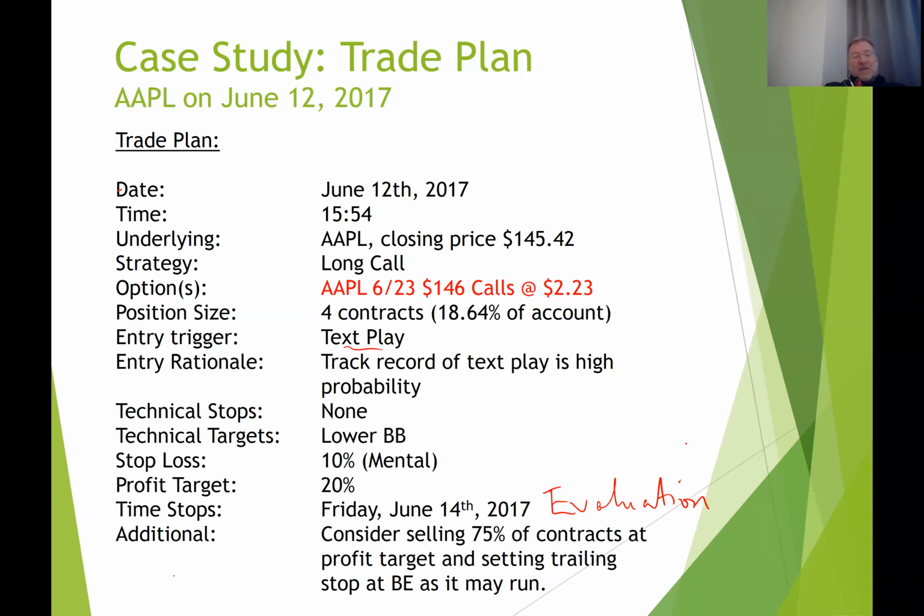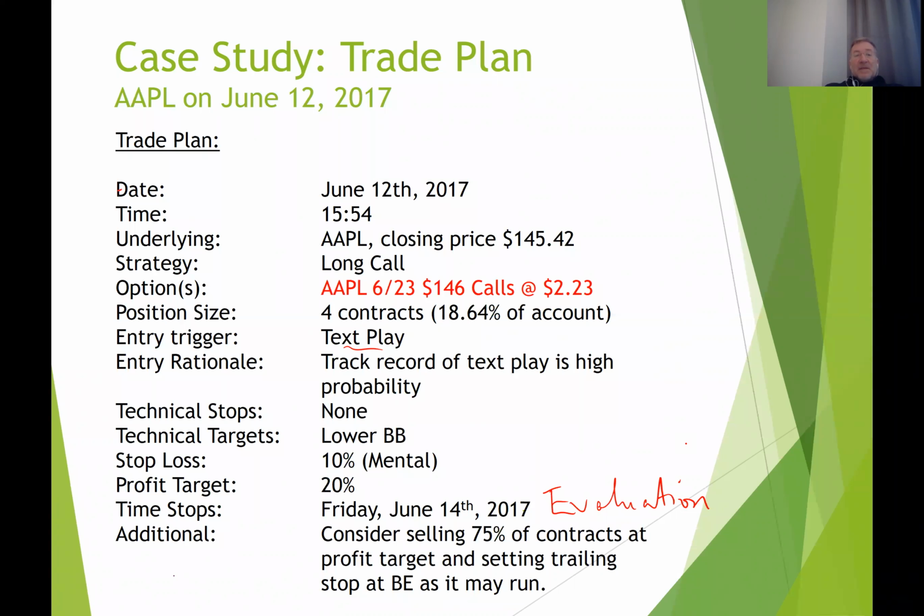Okay, and then also, this is my own personal style, especially lately. I really like selling a partial of my contracts and then setting a trailing stop at break even for the other ones, because it might run. This allows me to make more money. But also, if it does happen to get stopped out at my break even for the remaining 25%, I still made money in the trade.